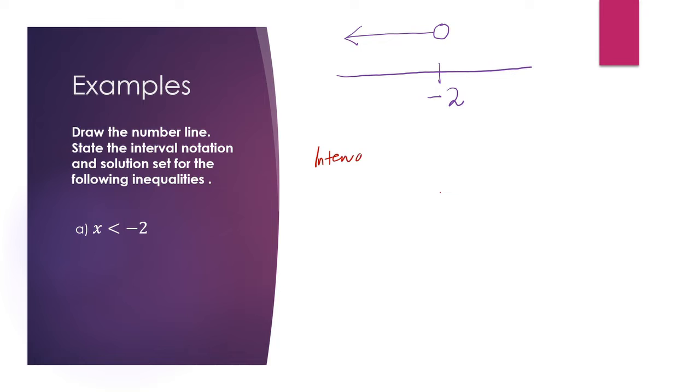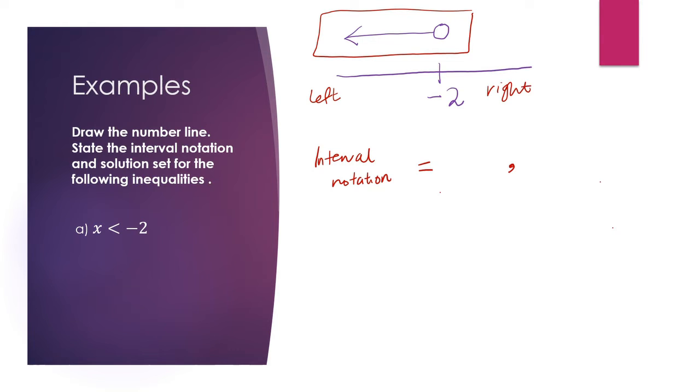Now for interval notation, I need two numbers on the left and also numbers on the right. So from my diagram here, from my arrow here, I need to find a number on the left and number on the right. And here it seems that -2 will be on the right. So I have -2 on the right. What's the number on the left? There is no number on my number line.